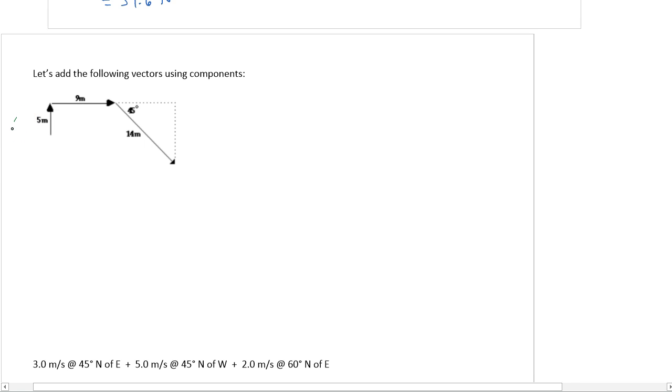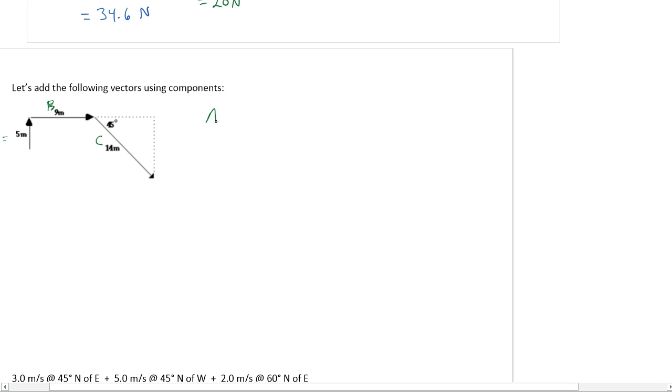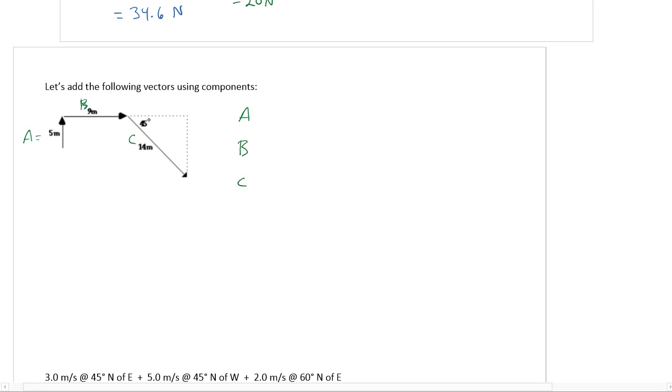So first of all, I'll just name these vectors. I'll call this one A, this one will be B, that one is B, and then this one, which is at an angle, this is the tough one, isn't it? That one's C. And I'll say, okay, I want to add together these vectors. I'm going to add A, B, and C. And so what is A? A is 5 meters north. B is 9 meters. Which direction is that? East. Always have to think about that east and west.